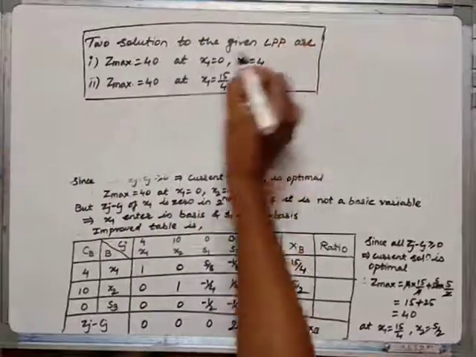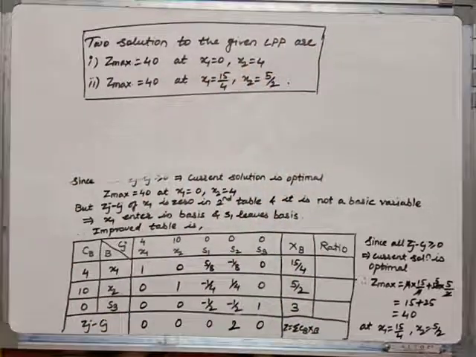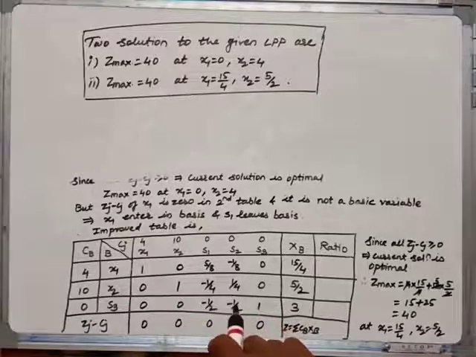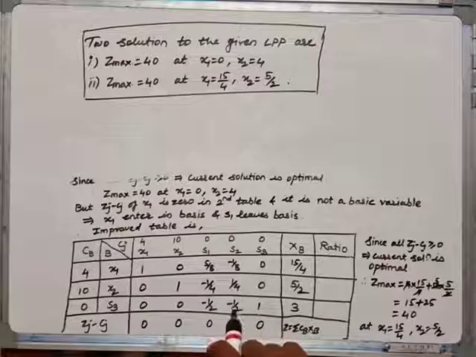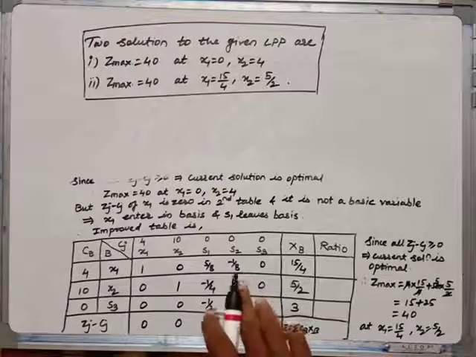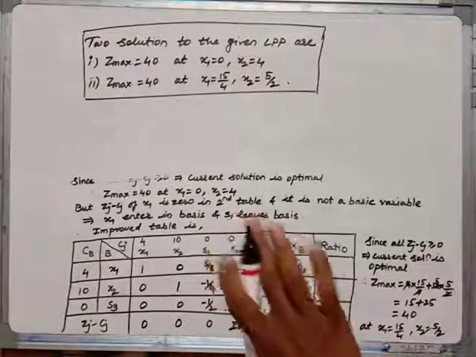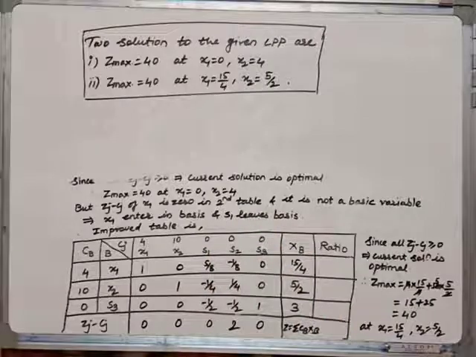Now in the next lecture we will see the problems having the constraints greater equal and equal to, means maximization with equal to and greater equal constraints. Thank you.